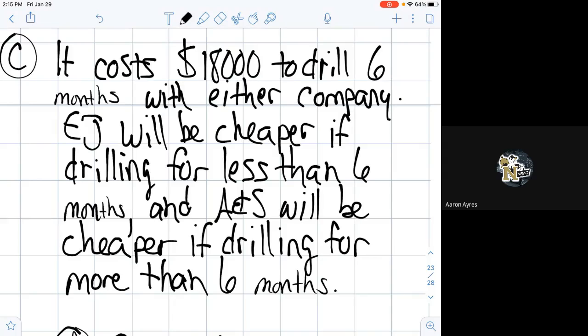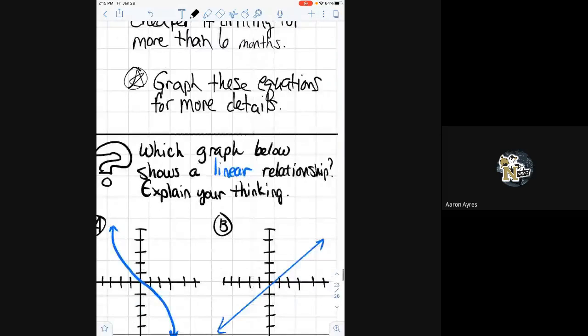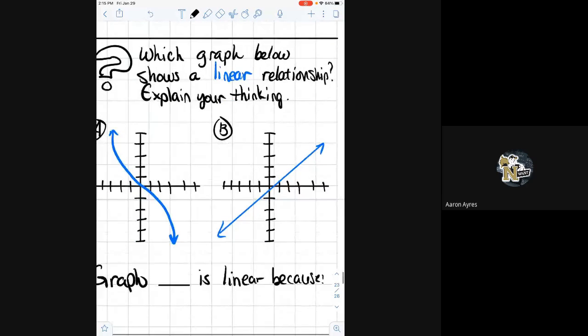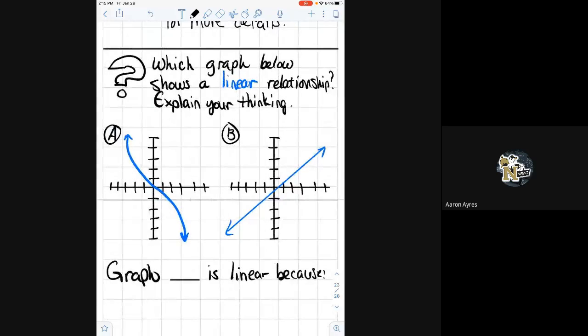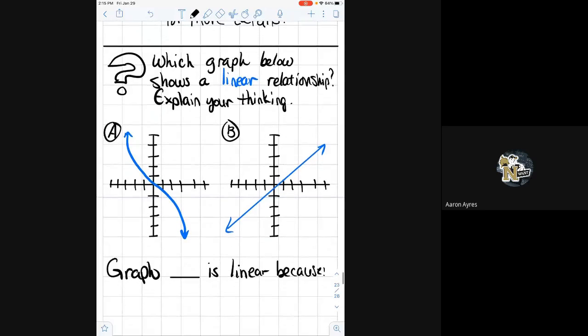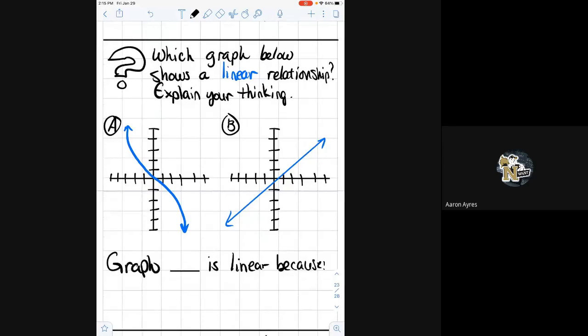All right, here's the next problem. What I need you guys to do for me is look at the problem and give me one answer. Okay, the problem is, which graph below shows a linear relationship? Okay, which graph below shows a linear relationship? On your thumb, show me. A is thumbs up, B is thumbs down. Be prepared to explain your reasoning. Okay. Will, you have a thumbs down for B. Why?